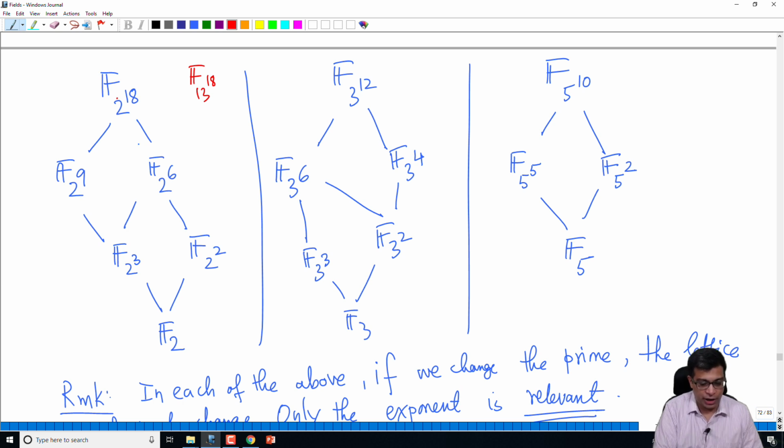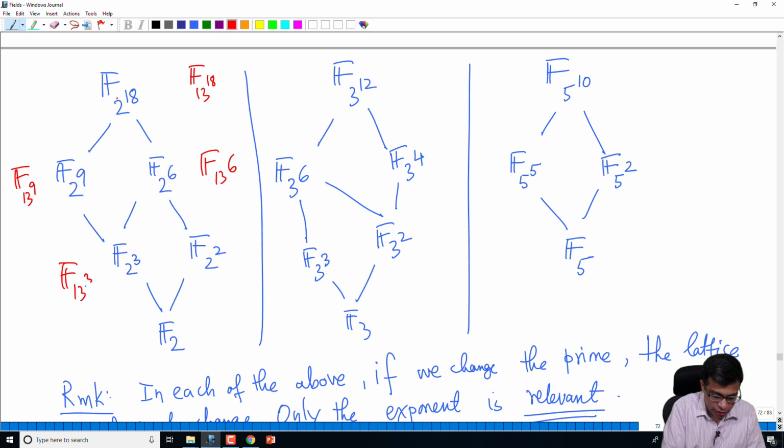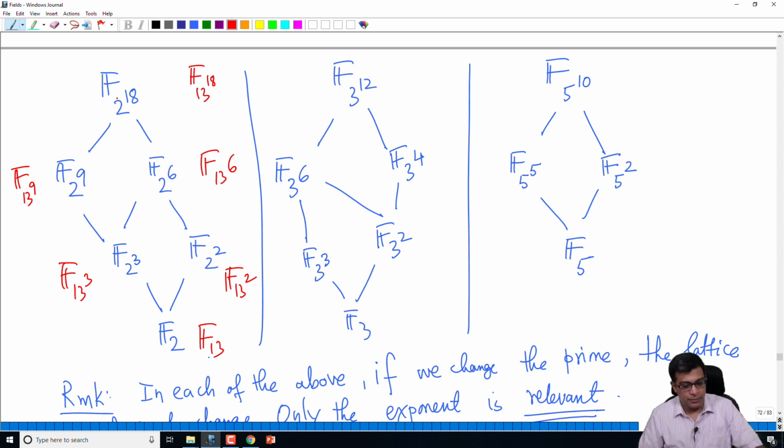It will be f13 power 9 here. Here it will be f13 power 6, here it will be f13 power 3, here it will be f13 power 2, and here it will be f13. What the prime is, is irrelevant, as long as of course you keep the prime the same. You can put 13 here and 2 here, the prime is the same. Whereas if you change 18, the whole thing changes.